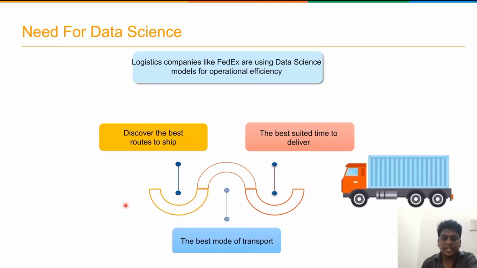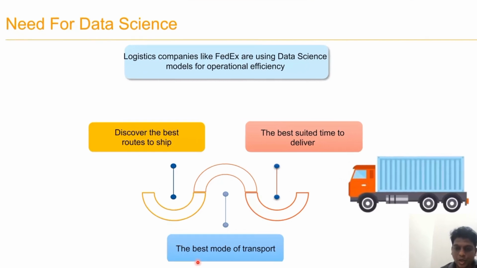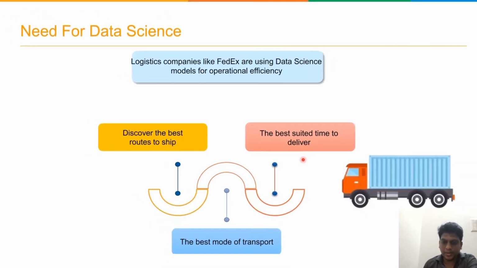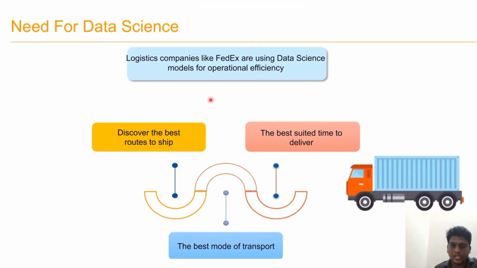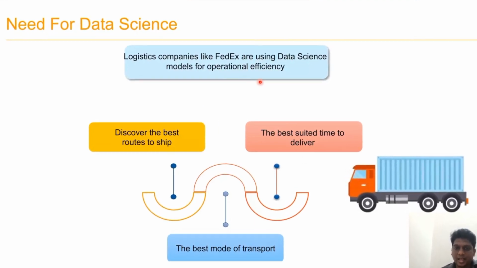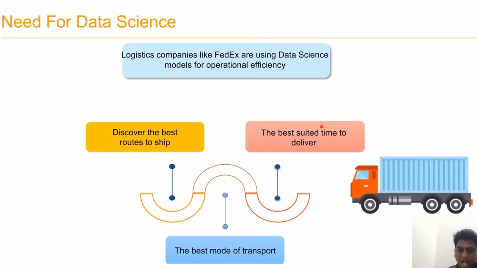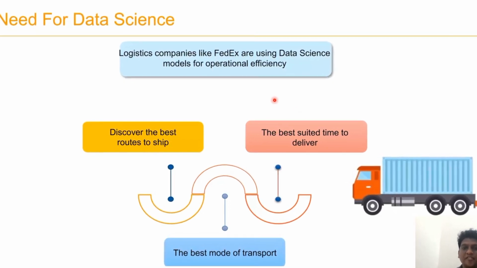In terms of transport, data science helps to discover the best route for shipping. Then it helps to identify the best mode of transport. It also helps to find out the best time for delivering. Some companies like FedEx use these data science concepts for operational efficiency.